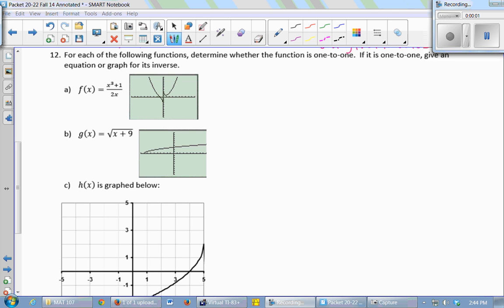For each of the following functions, I have 3 listed here. I want to determine whether the function is one-to-one. If it's one-to-one, give an equation or graph for its inverse. So for part A here, I have (x cubed plus 1) over 2x.